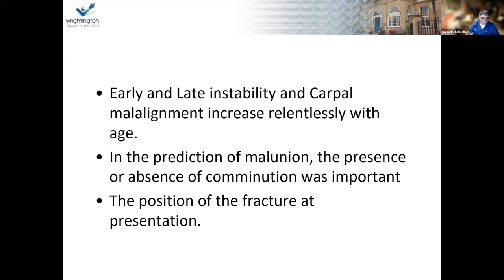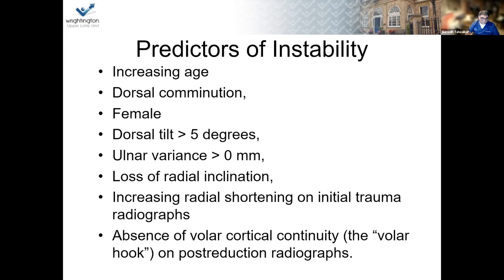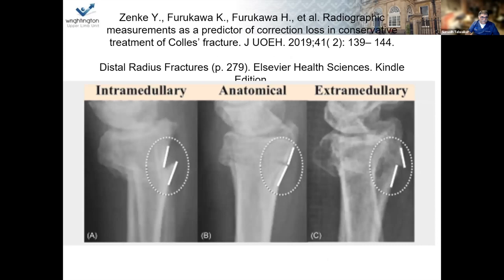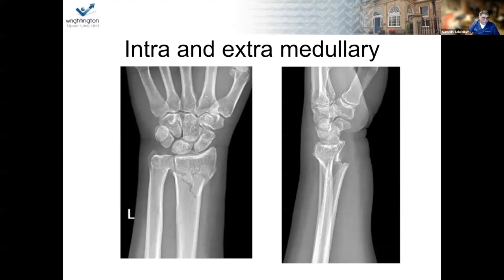There's a whole list of predictors of instability that the paper talks to, and it's very, very much worth reading this paper. I just go to the last point, you know, the volar continuity. This is an interesting classification by Zenke et al. And I find this quite useful. So when there's this little step, this intra-articular step, the authors speak to the possibility of instability. I find this little step difficult to reduce closed. Inevitably, this is something that requires open reduction.